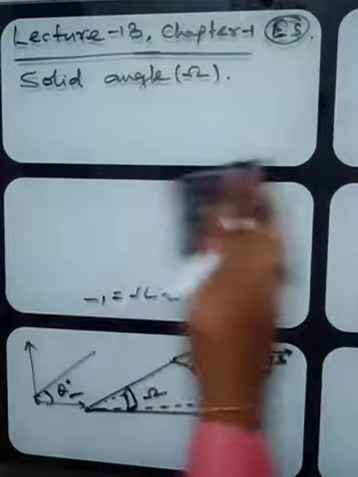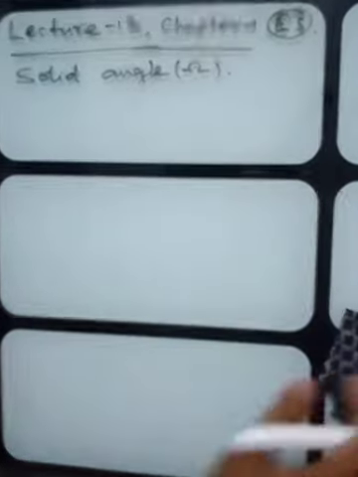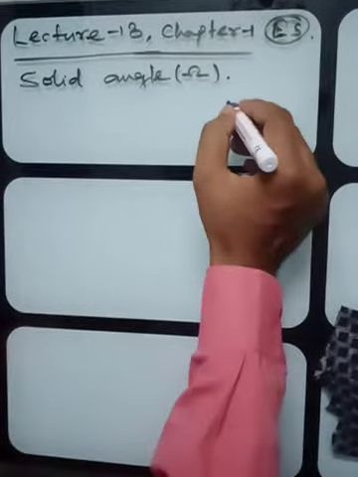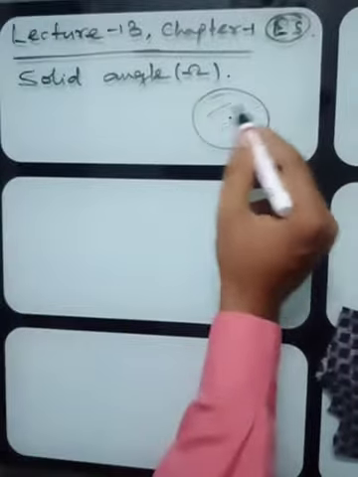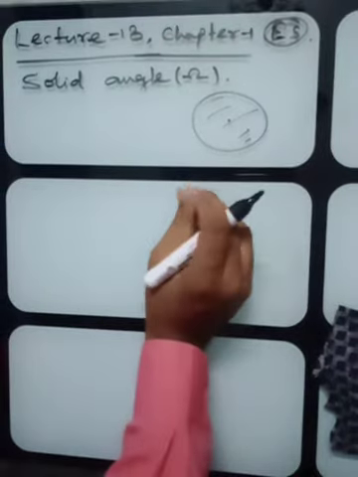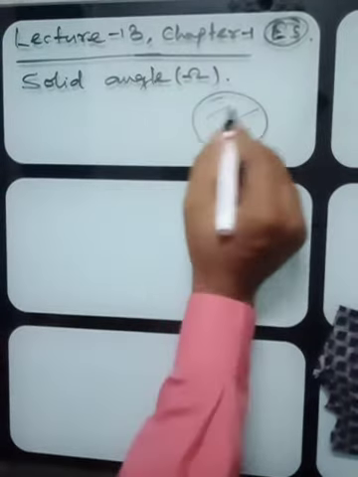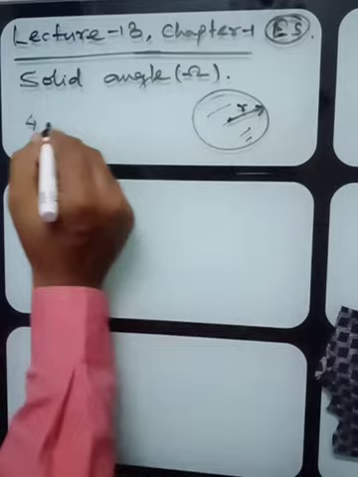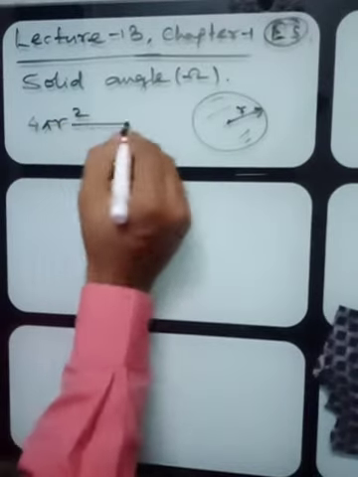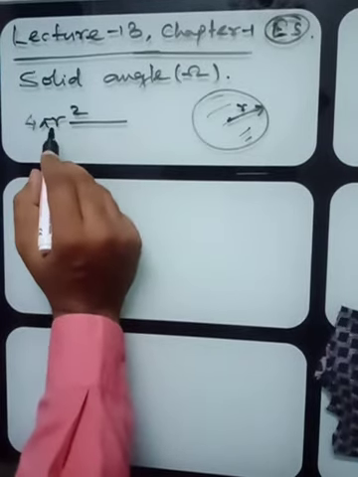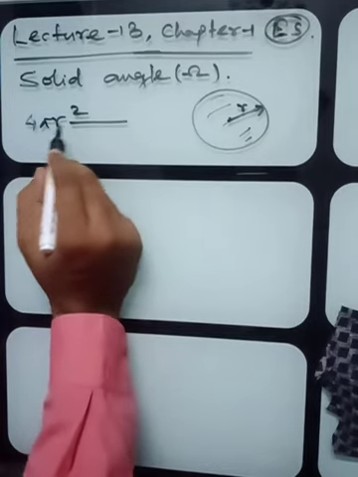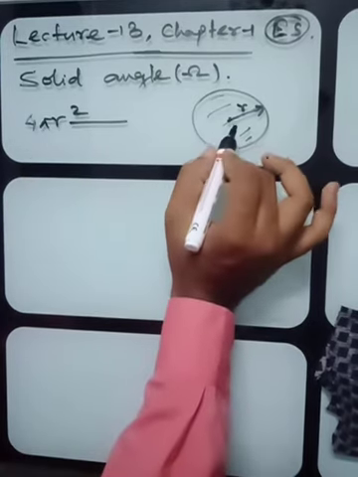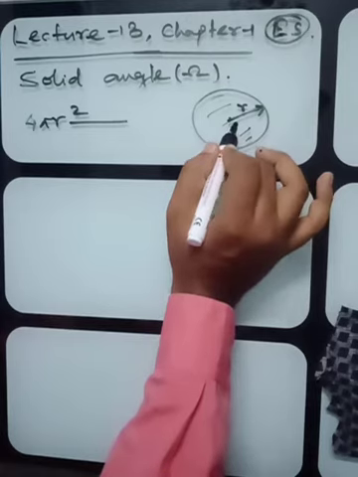Okay, if this is the sphere, then for the total surface area of the sphere, how much will it be? If the radius is r, it is 4 pi r square. For this complete surface area, we know that the solid angle will be 4 pi.